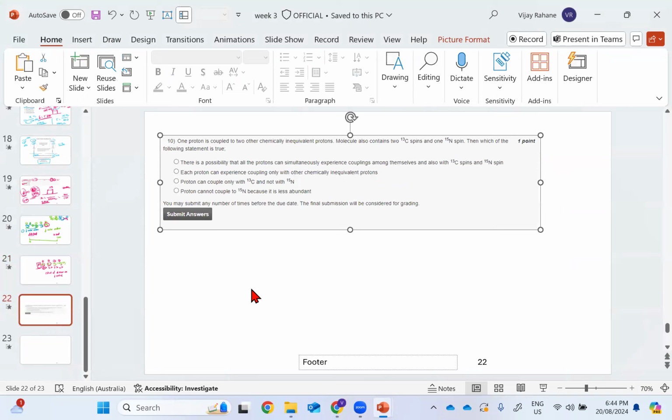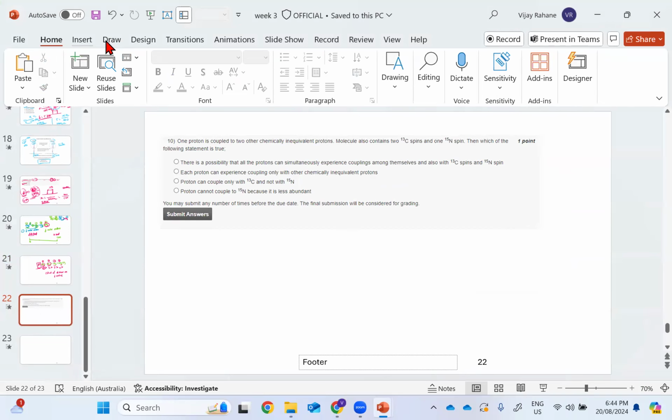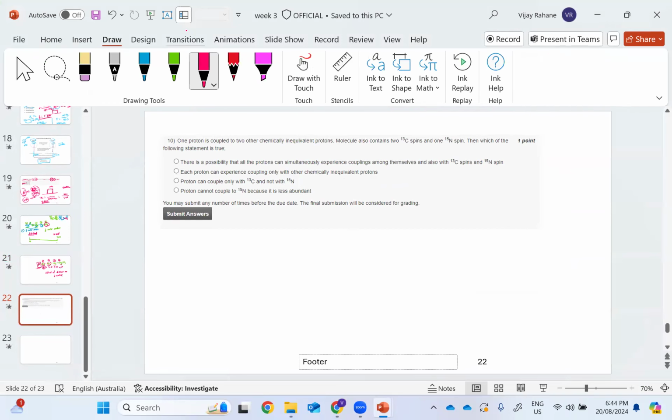All right. Question number 10 is: one proton is coupled with two other chemically inequivalent protons. So we have one proton, let's say HA, which is coupled with HB and HC, and the condition is that HB is not equal to HC, right? Which is chemically inequivalent. The molecule also contains 13C spin and nitrogen 15 spin. Then which of the following statements is true here?